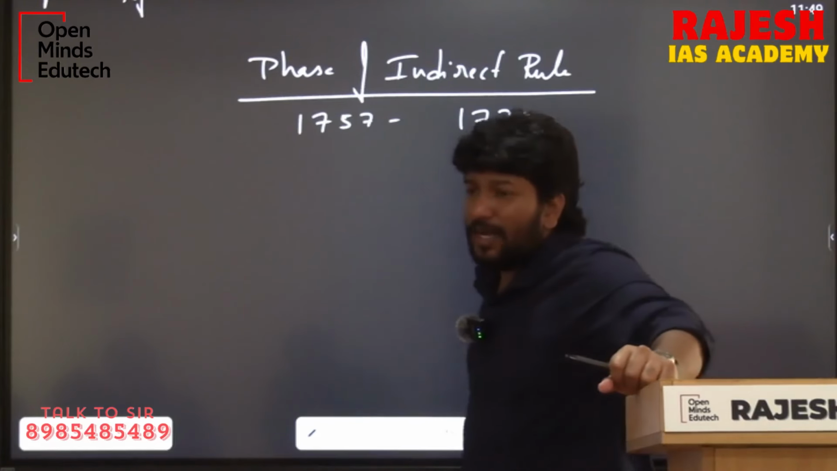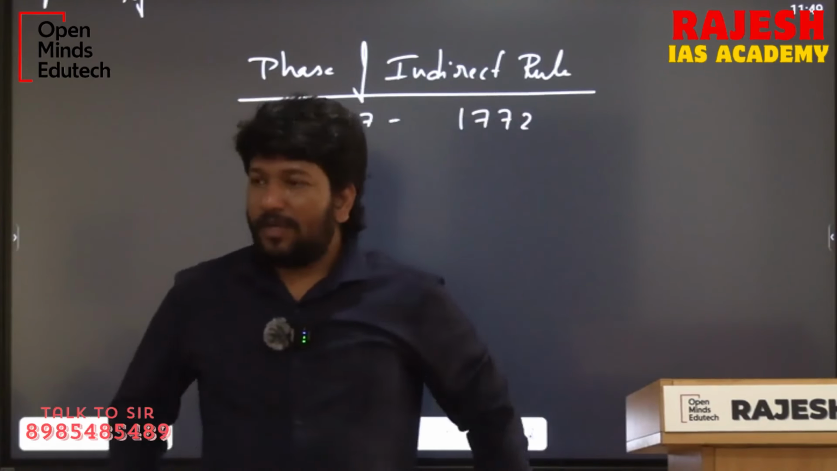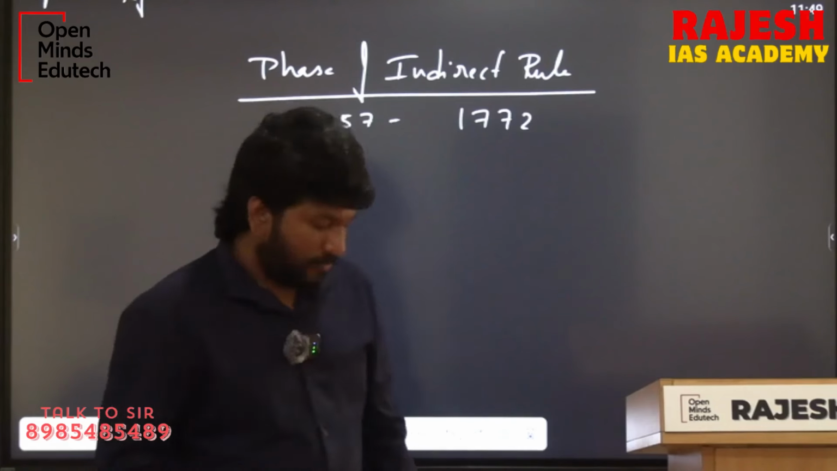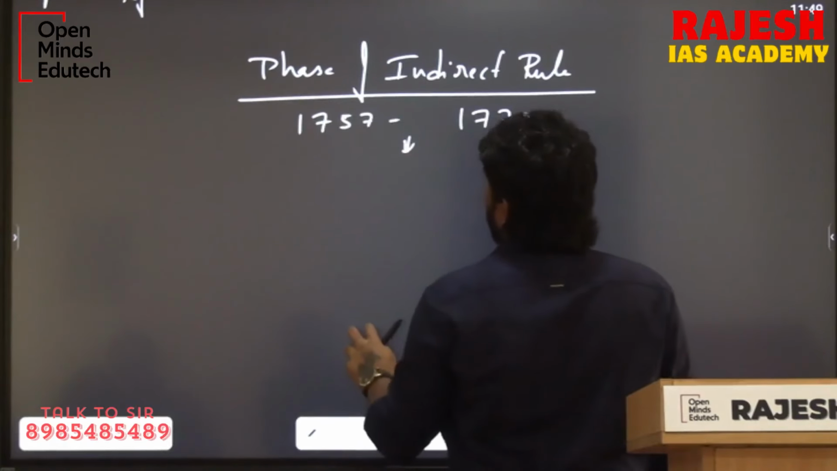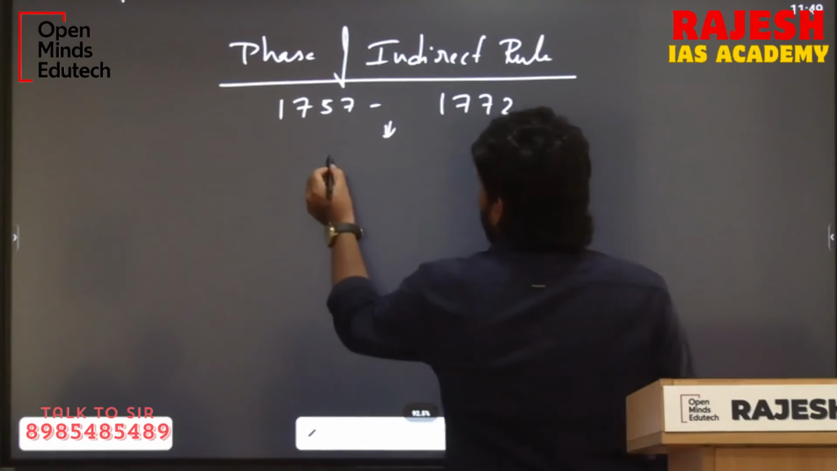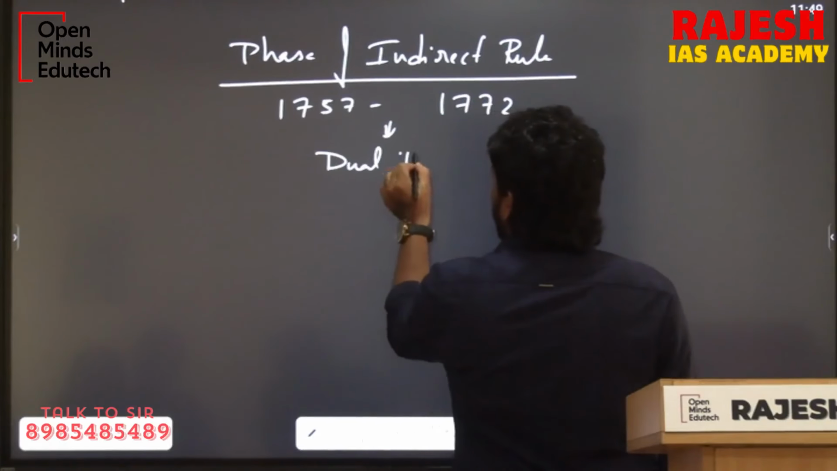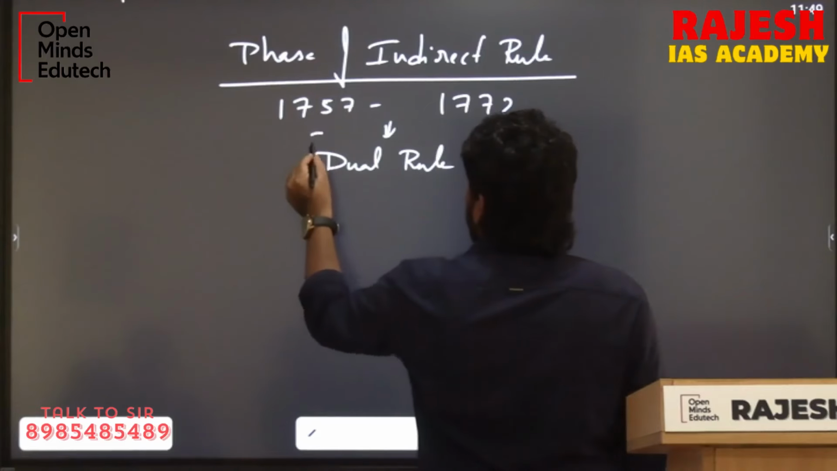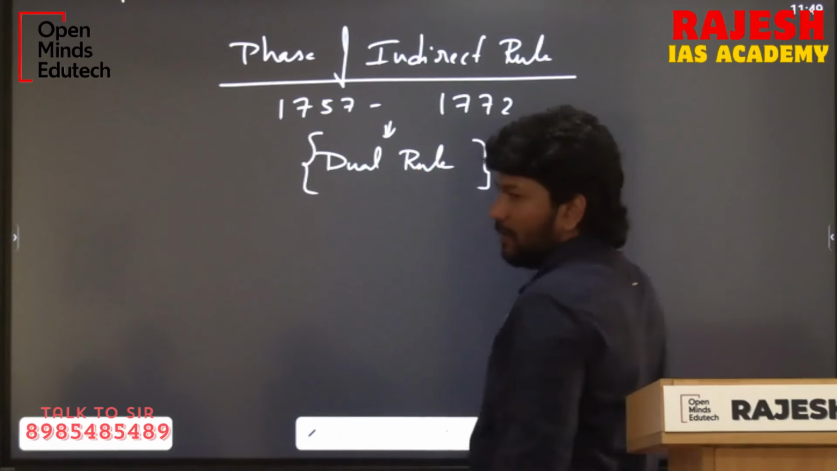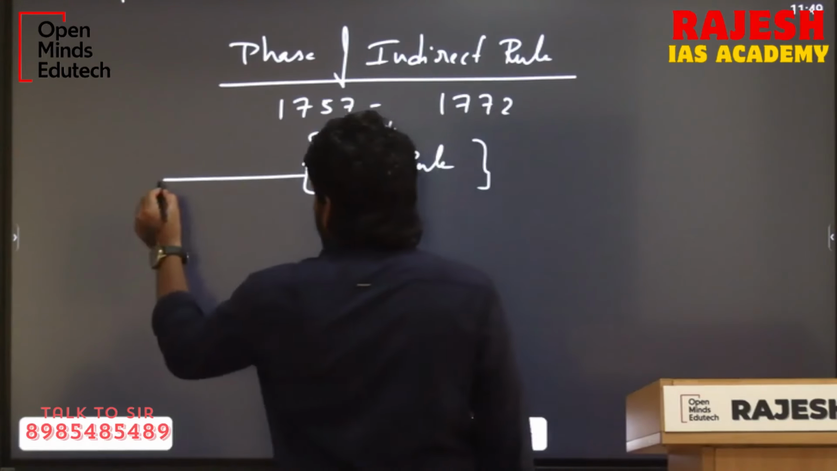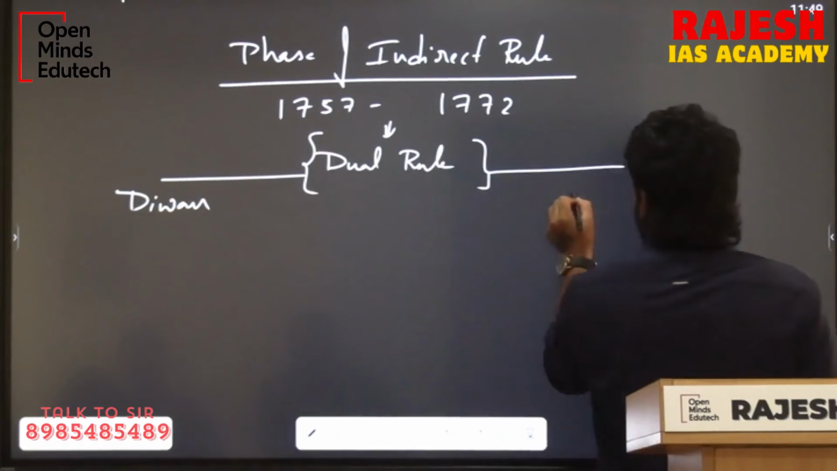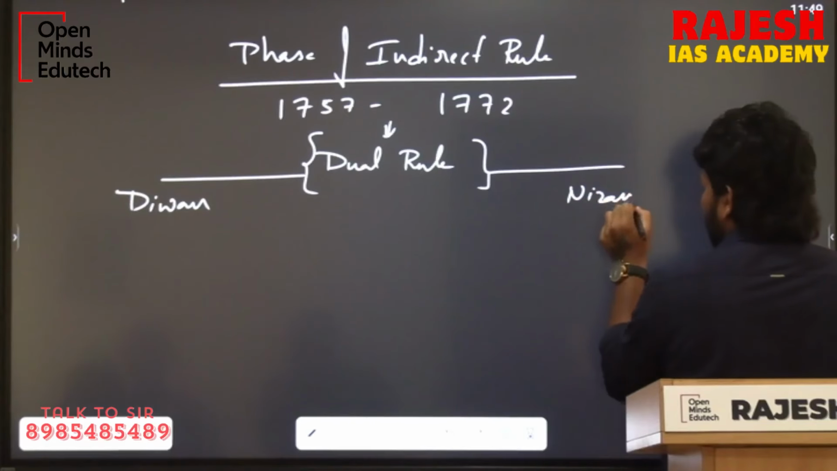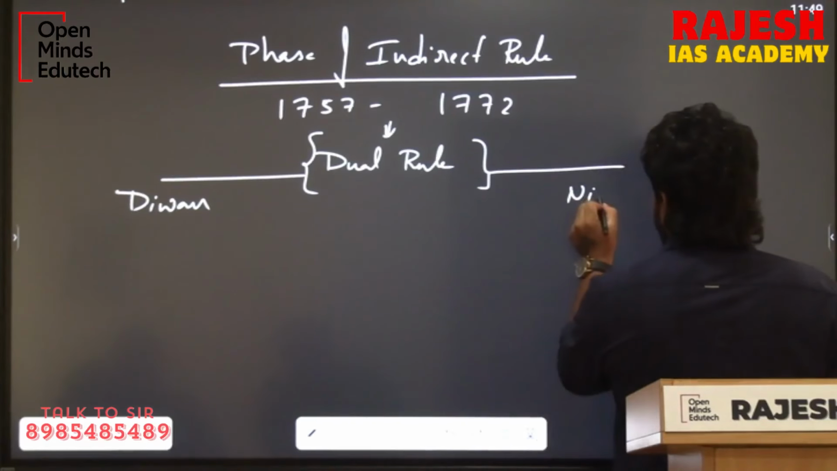Did they rule directly or indirectly? Indirectly. What is the system they used? Yes, dual government. Who established it? Robert Clive. Okay, so Clive established dual rule. Dual rule. In this dual rule, what were the systems that were there? Diwan. Is it new things or already existing things?